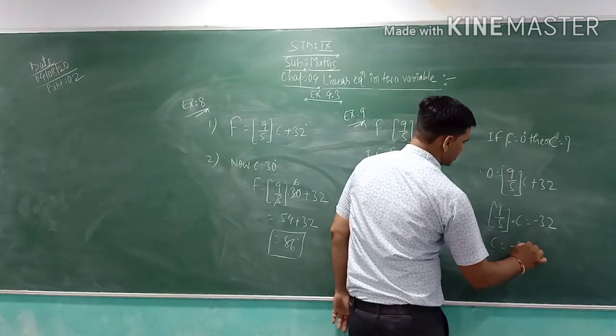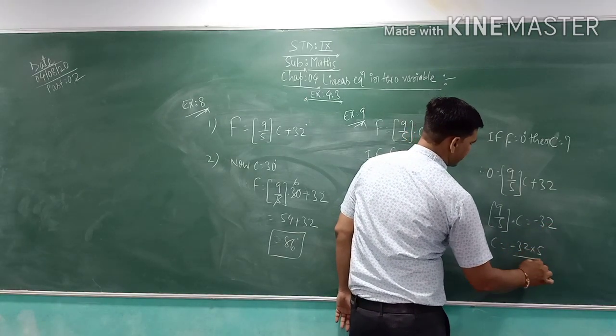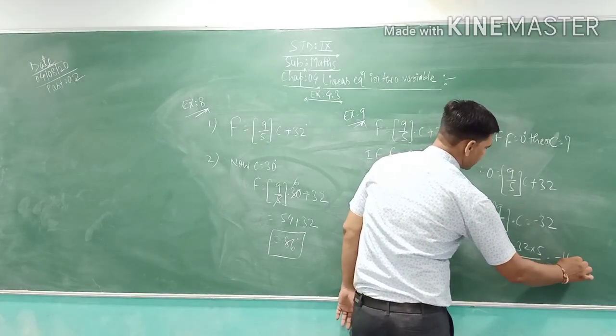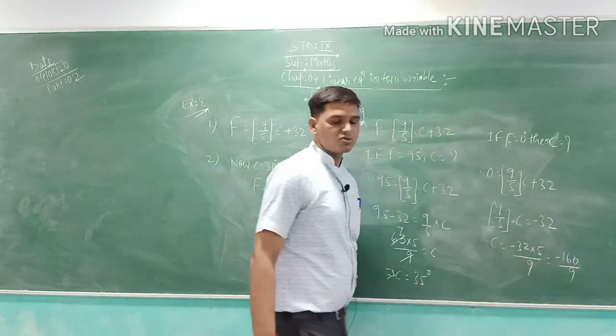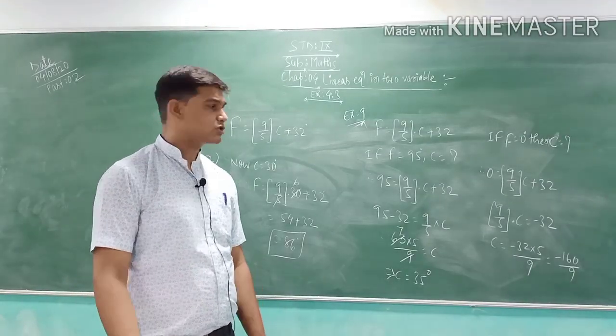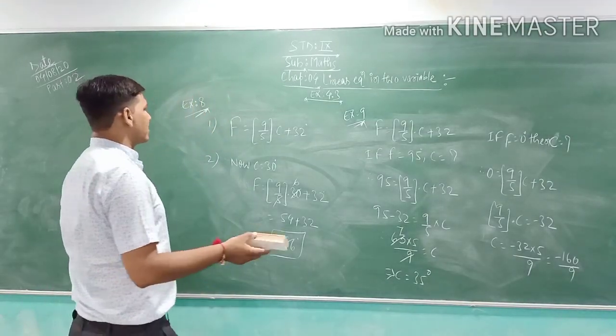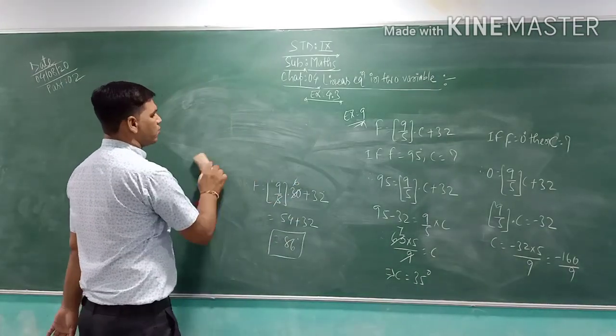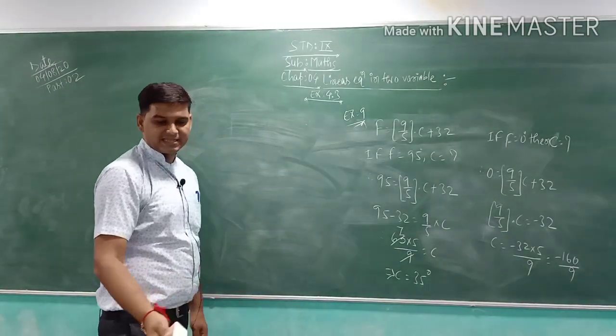C is equal to minus 32 into 5 upon 9, which is minus 160 upon 9. So what is the value of C? C is equal to minus 160 upon 9. Now we will take another question, on how we get the value where Fahrenheit and Celsius are the same.